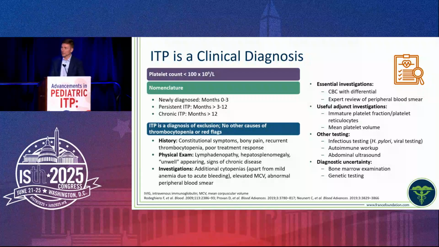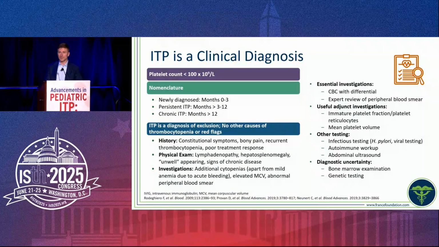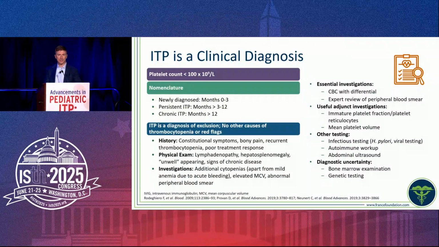ITP is a clinical diagnosis, and it's a diagnosis of exclusion. In children, we can often make this diagnosis in the absence of symptoms that would point to an alternate diagnosis, and specifically the absence of red flags on history, on physical, and in lab investigations. Some of the keys to making this diagnosis properly is a CBC with differential, important to assess if there are other cell lines affected and the presence of other cells such as blasts. That will require an expert review of the peripheral blood smear.